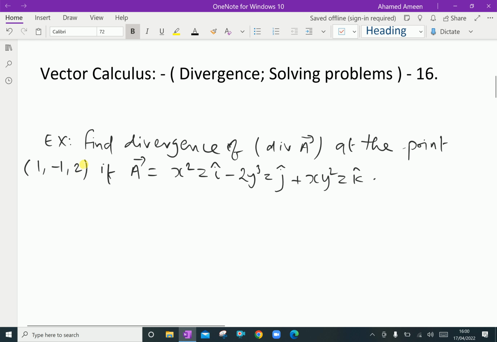Look at this example. Find the divergence of A, that is, div A vector, at the point (1, -1, 2), if vector A is given as x square z i minus 2y cube z j plus x y square z k. Here the vector A is given, and you have to find the divergence of A at the given point (1, -1, 2). First, let us write the given vector A.